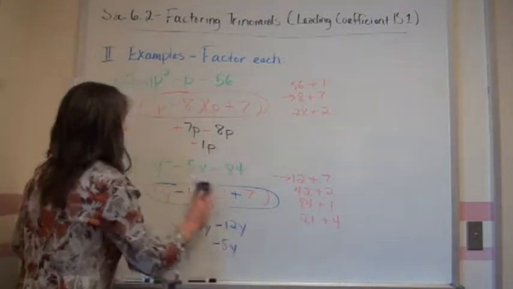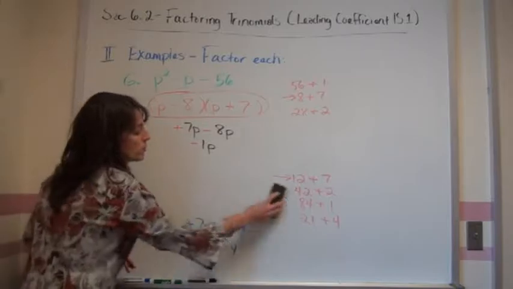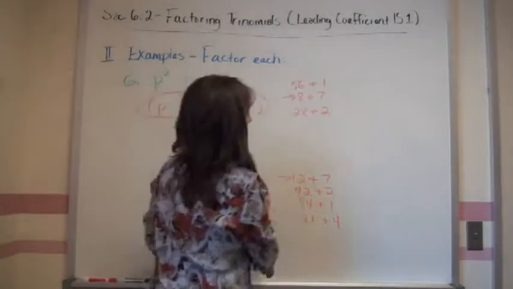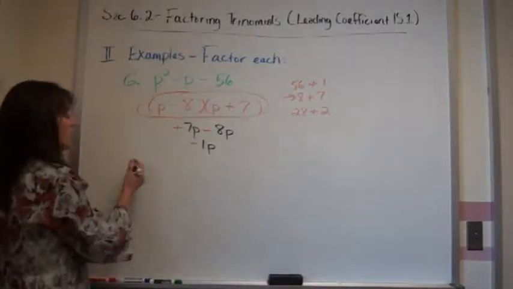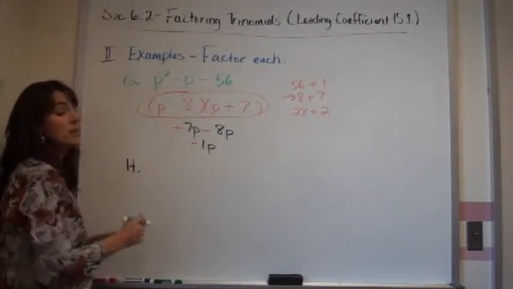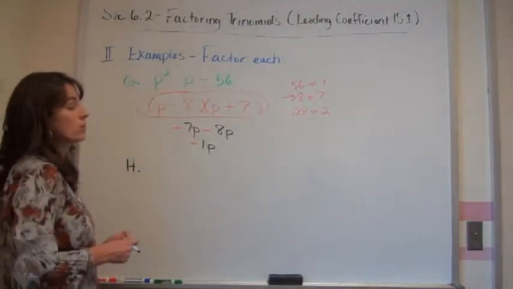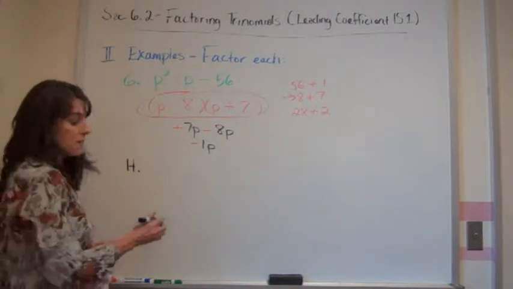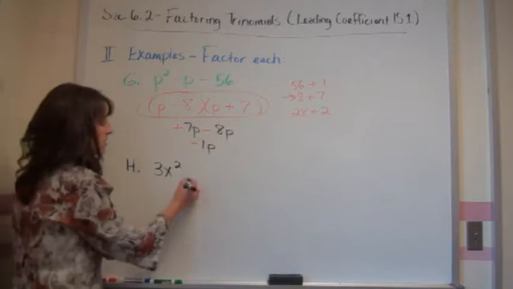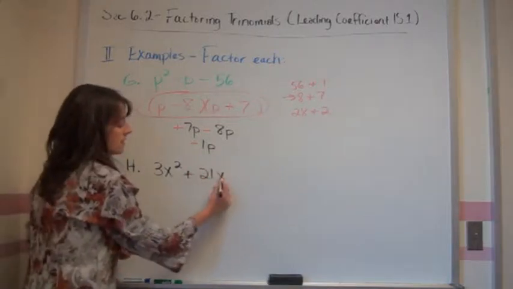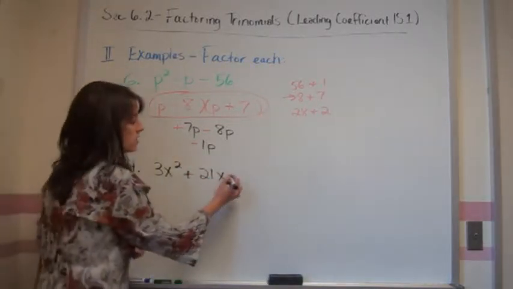So that's the basics of factoring trinomials when that leading coefficient is a 1. However, you do have cases where the leading coefficient might not be a 1, but you can turn it into a trinomial where your leading coefficient is a 1. Say, for instance, you've got a 3x squared plus a 21x plus a 36.